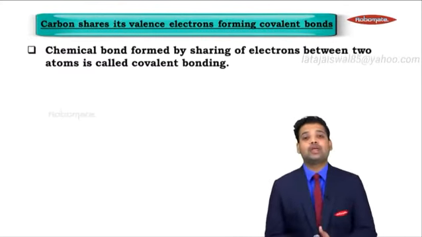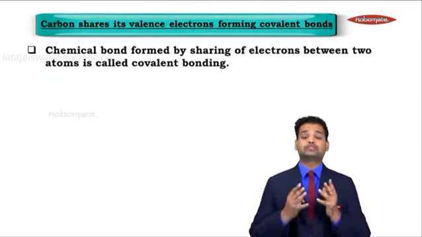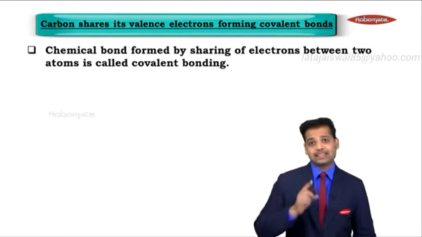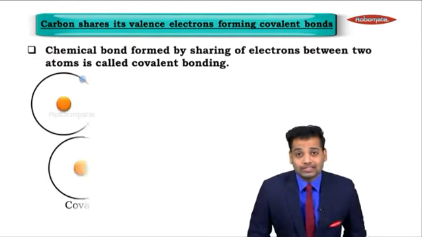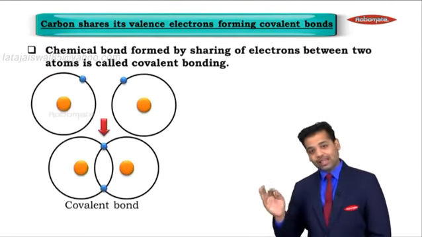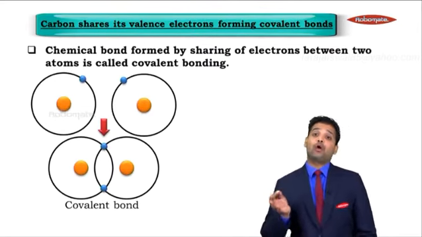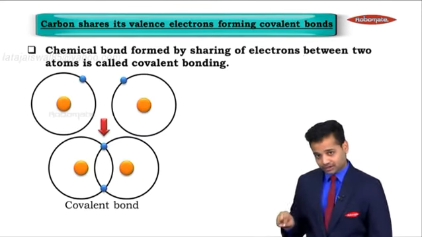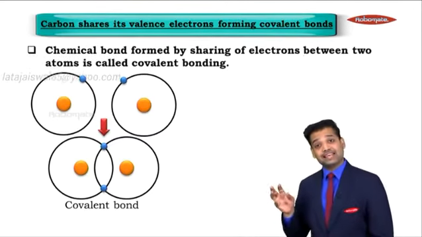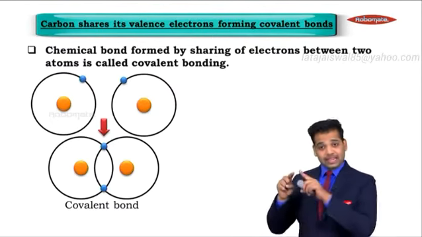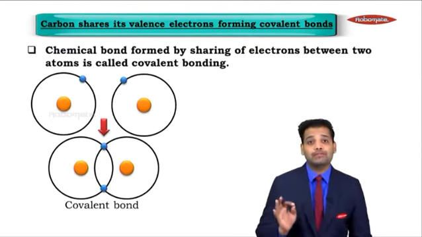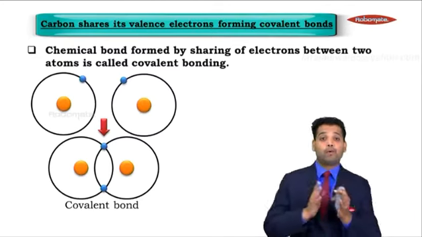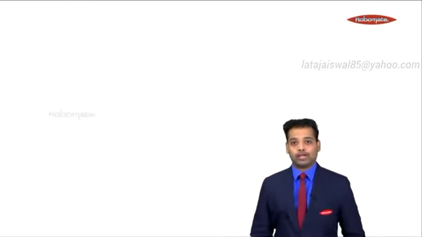A chemical bond formed by sharing of electrons between two atoms is called covalent bonding. When electrons are given and taken, that bond is called ionic bonding. So let's see how covalent bonding takes place. If one atom shares its electron with an electron of a different atom, you can see in the overlapped orbit, or the intersection, just like a Venn diagram, the intersection of both atoms has common elements. Those common elements are the two electrons, shared by both atoms. Thus a covalent bond is formed.